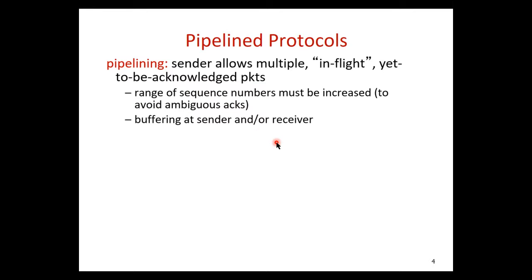Another thing that will be needed is buffering at the sender, and depending on the actual pipeline protocol, we may also need to buffer at the receiver. We'll see later why we need to buffer at the receiver, but at the sender, remember, we need to retransmit if there's a loss. As long as a packet that has been sent has not been positively ACKed, the sender needs to keep a copy of it so that it can be retransmitted if needed. That requires buffering at the sender.